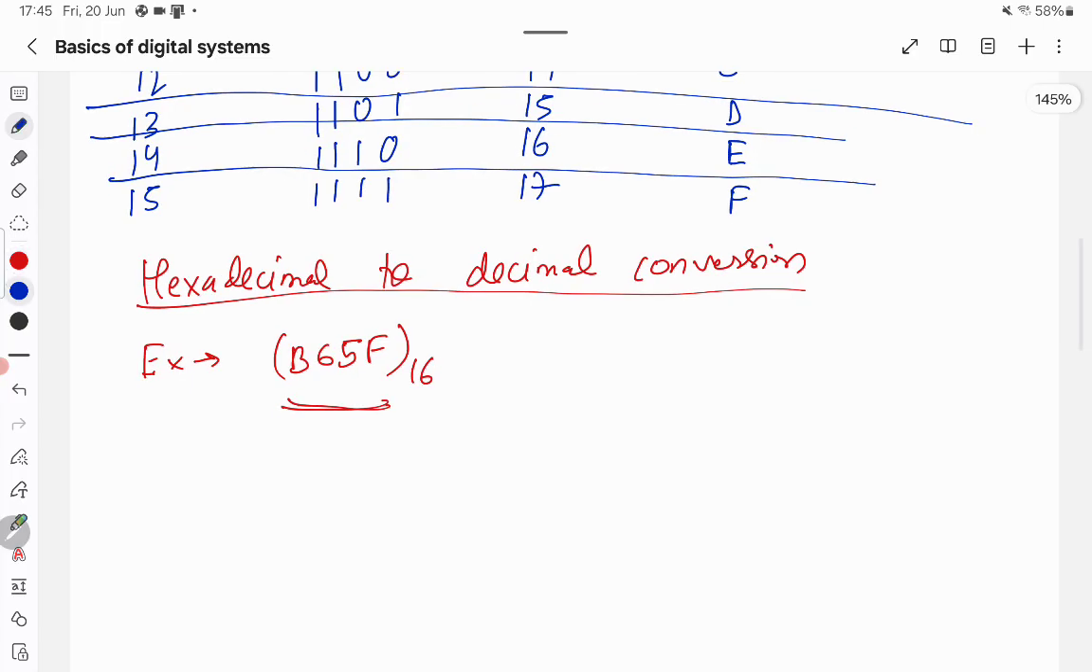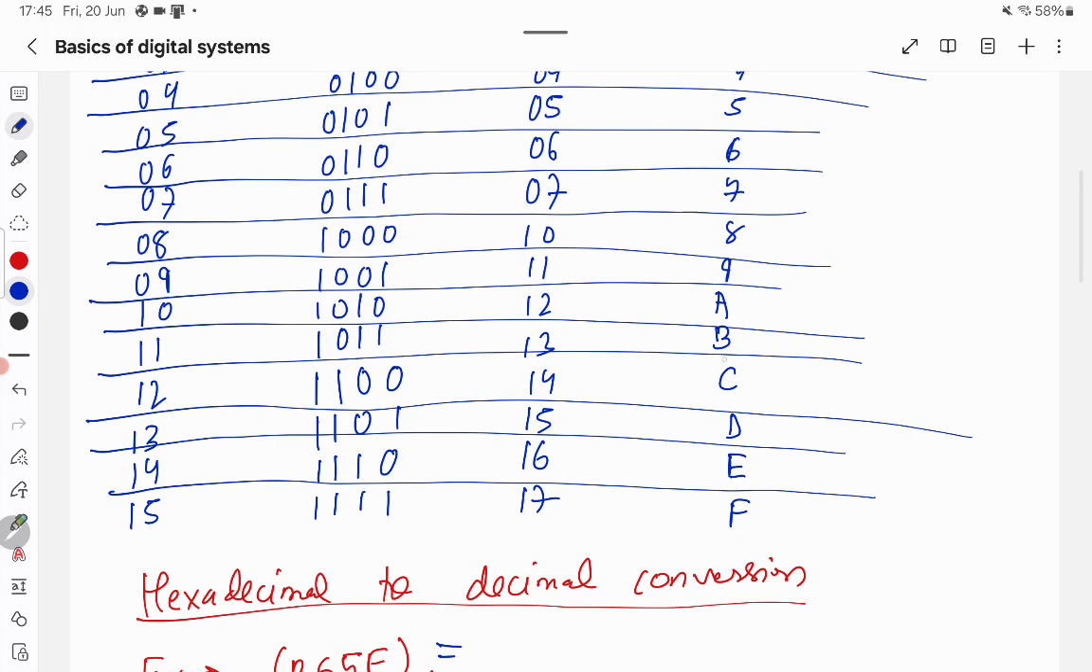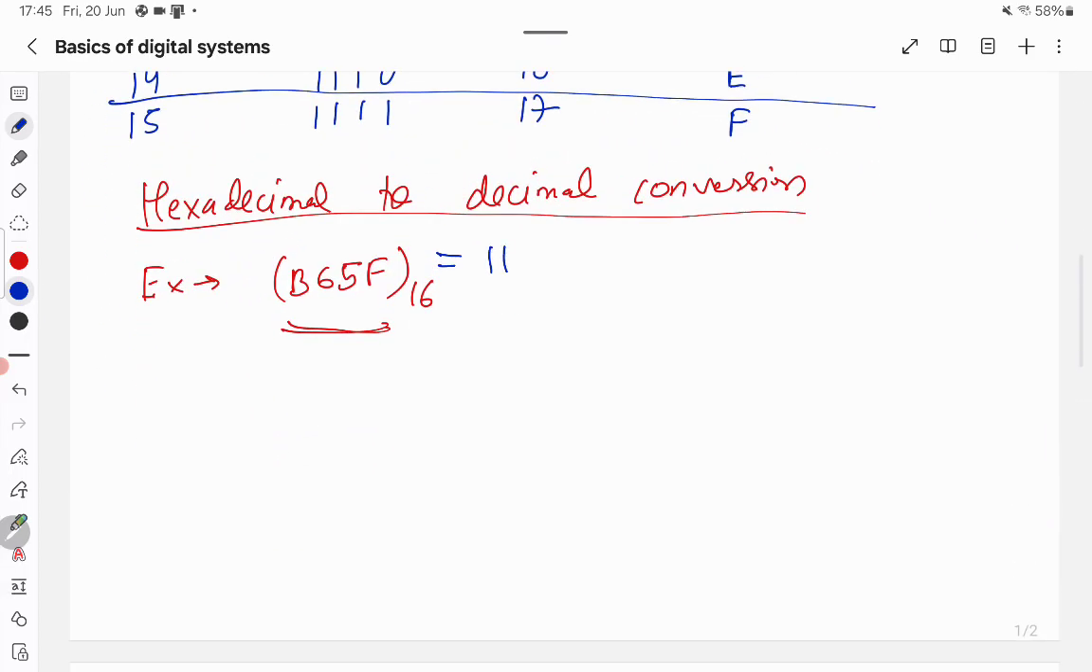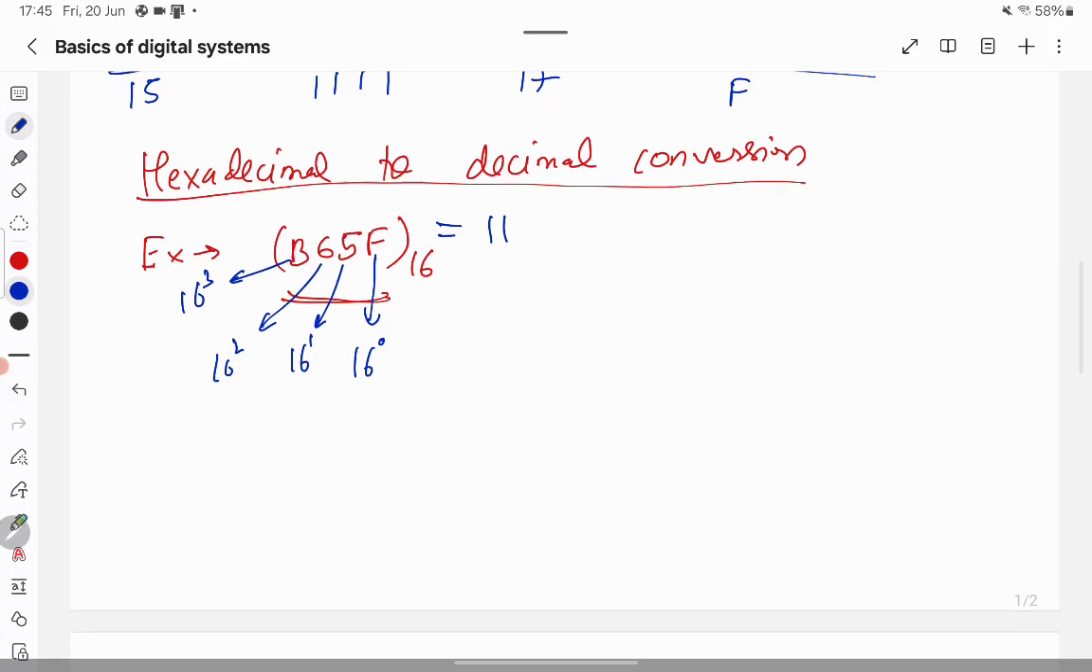How will you convert it to decimal? You know B can be written as 11, if you look at the table. So write B as 11. This place is the 0th place, the 1's place, 10's place, 100's place. So you can write this as 16 to the power 0, this is the 1's place, 16 to the power 1, then 16 squared, this will be 16 cubed. So these are the different places. So how will you write it?